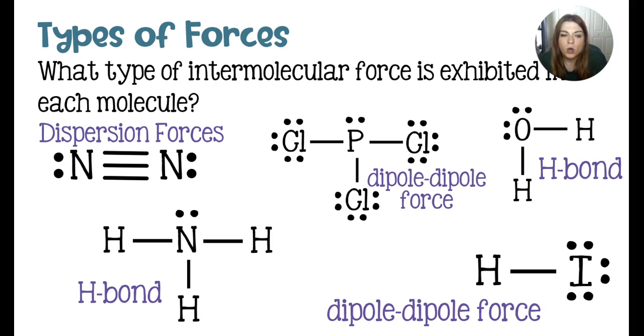And then finally, we have water and ammonia, which are both polar molecules, but they have the special hydrogen plus an oxygen in water and a nitrogen in ammonia. So for that reason, those are both going to exhibit hydrogen bonding as their primary intermolecular force.